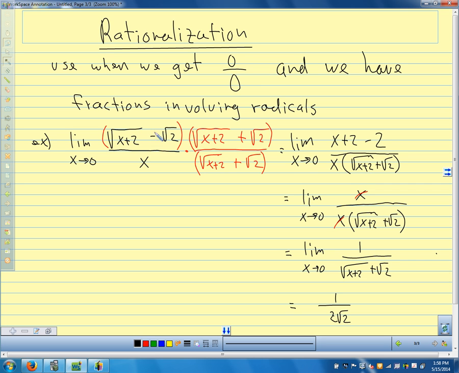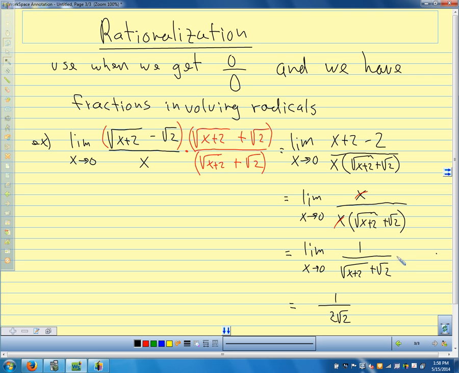So we want to change the sign here in the middle so that when we multiply these out, the middle term that we get, the square root of x plus 2 times square root of 2 and the square root of x plus 2 minus square root of 2, goes away. Then you just multiply numerator and denominator.